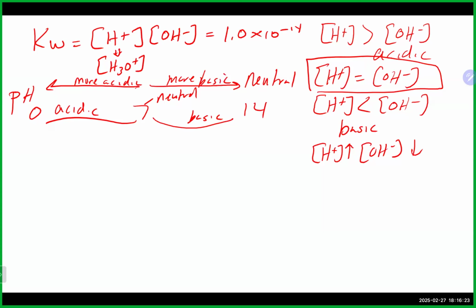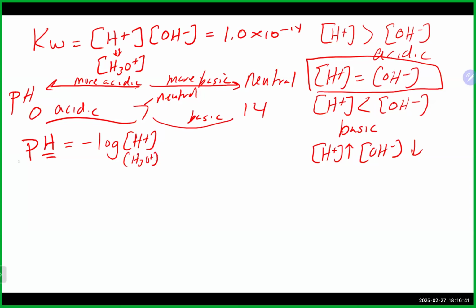You could calculate the pH of a solution. The pH tells you what you actually need, which is the hydrogen concentration: the negative log of the H+ concentration. Once again, you could also use H3O+ in there instead if you like.